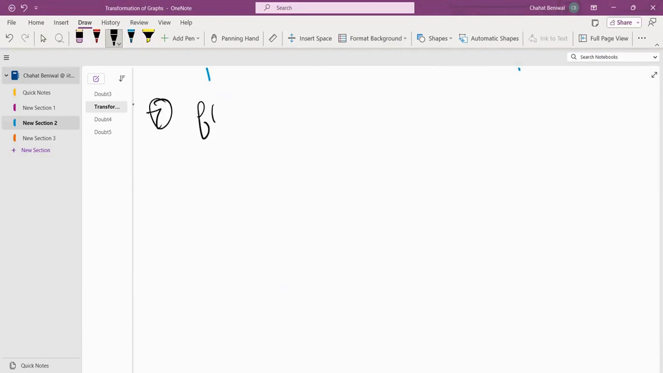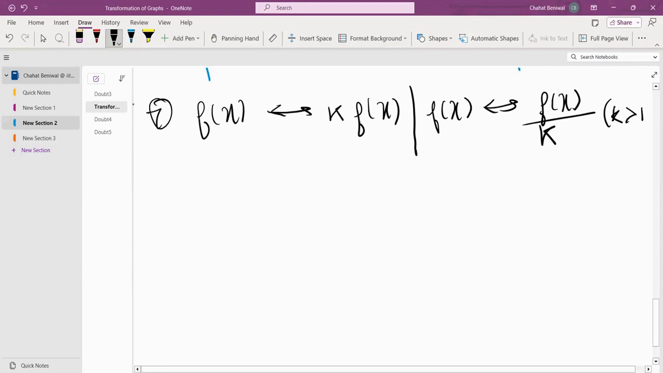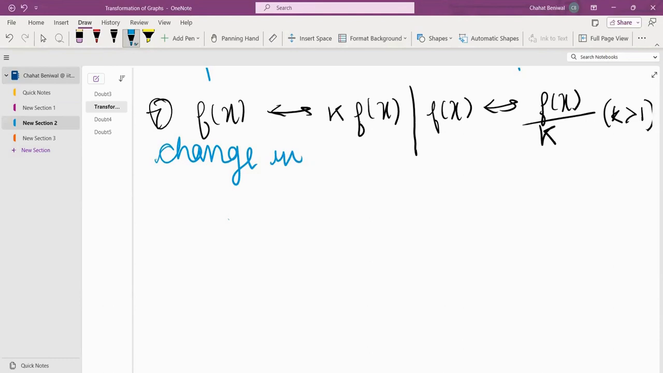...which says that when f(x) transforms to k times f(x), and in parallel we are going to handle when f(x) transforms to f(x) upon k, where k is greater than 1. So what we are going to observe is a change in amplitude.